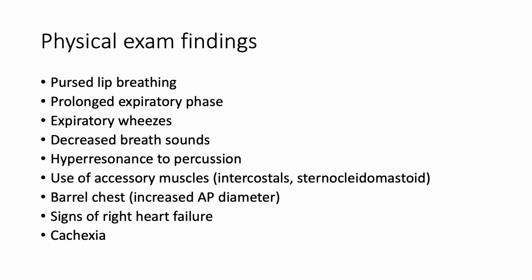As far as physical exam findings for COPD, there aren't really any sensitive exam findings that show up early in the disease. Most of the classic exam findings are really found in late COPD, so that pursed lip breathing, prolonged expiratory phase, and expiratory wheezes. They may have decreased breath sounds, hyperresonance to percussion because of all the air trapping. You might see them using accessory muscles like their intercostals or the sternocleidomastoid. And some patients will develop a barrel chest where they have that increased anterior posterior diameter because of the air trapping. With advanced COPD, you might see signs of right heart failure, also called cor pulmonale. And then in those late stages, you'll see the cachexia and muscle wasting.